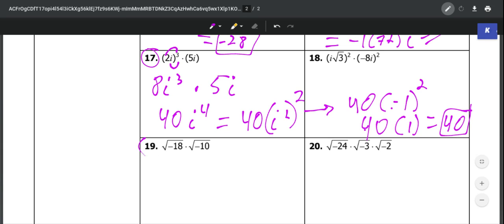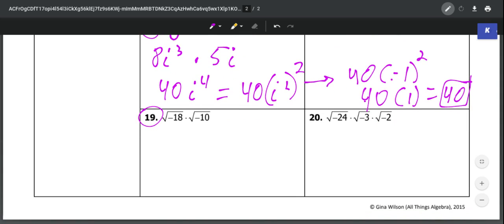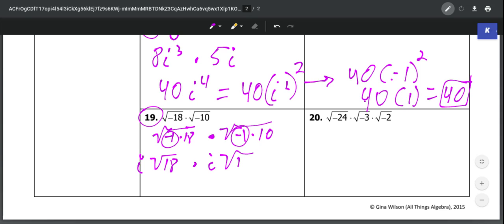The last one I'll show you is 19. So if I were to take two square roots, two radicals, and multiply them together, first of all, these are negative radicals. So the first thing you need to do is take the imaginary number out of each of these. So both of these would break down into the square root of -1 times 18 times the square root of -1 times 10. So you can take the square root of -1 out of each of these, so it would be i square root of 18 times i square root of 10.